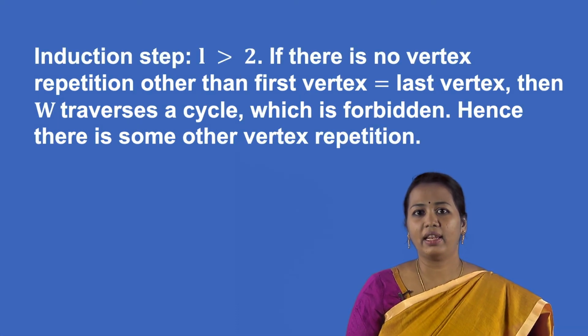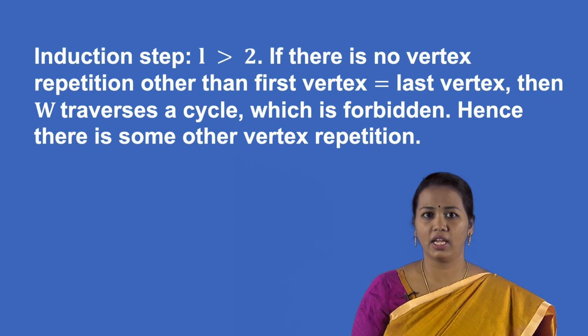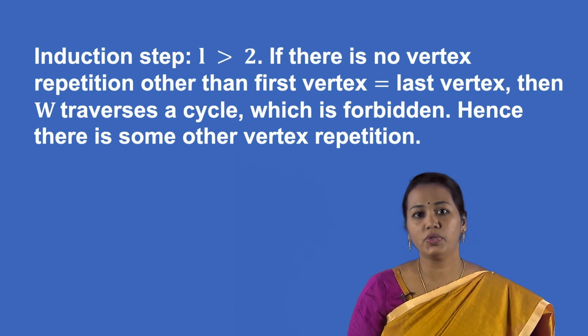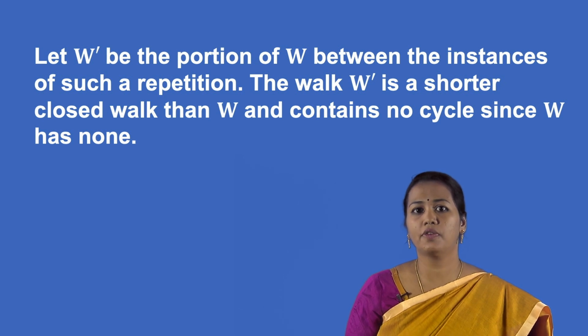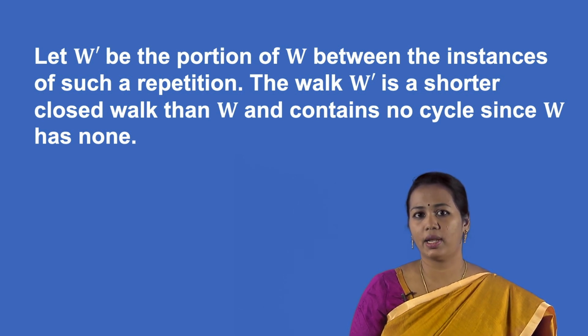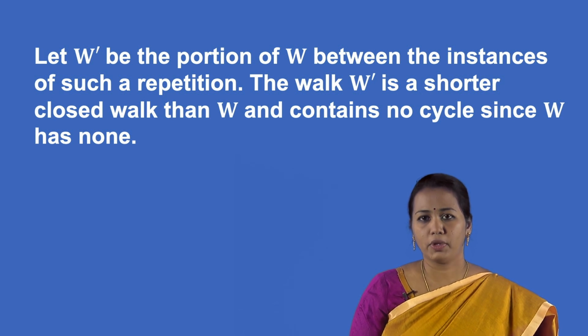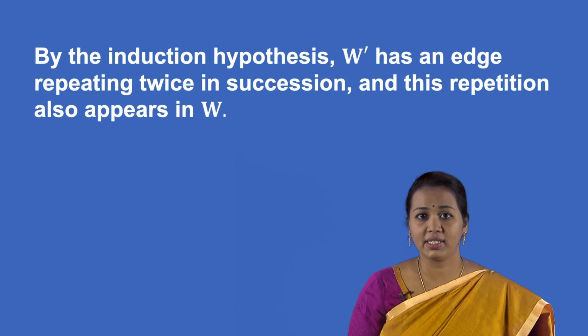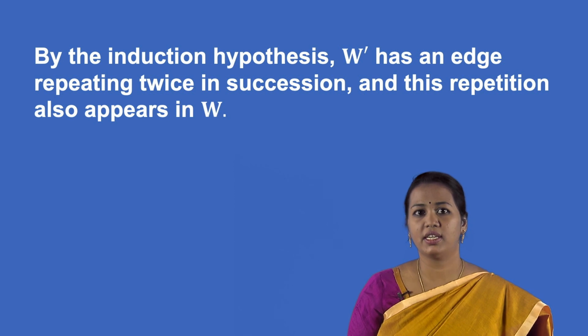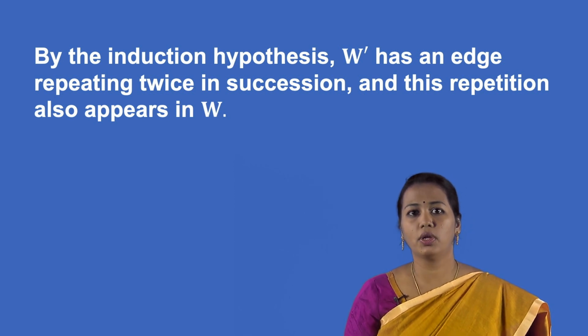For the induction step, L greater than 2: if there is no vertex repetition other than the first vertex being equal to the last vertex, then W traverses a cycle, which is forbidden. Hence, there is some other vertex repetition. Let W' be the portion of W between the instances of such a repetition. The walk W' is a shorter closed walk than W and contains no cycle since W has none. By the induction hypothesis, W' has an edge repeating twice in succession, and this repetition also appears in W.